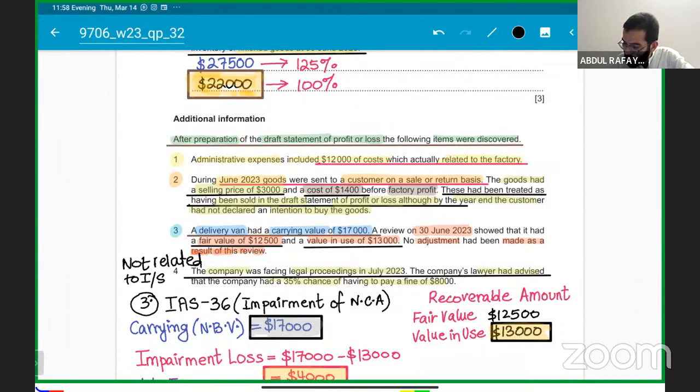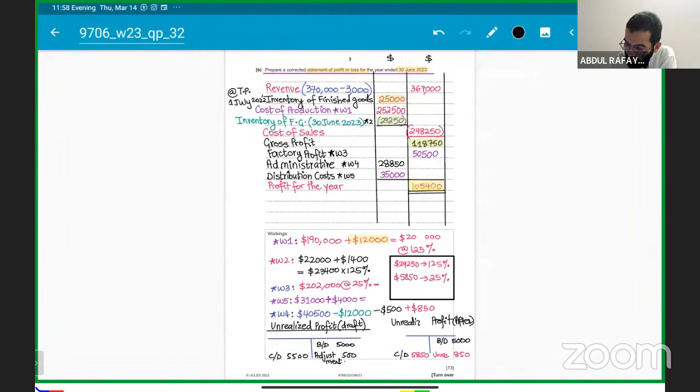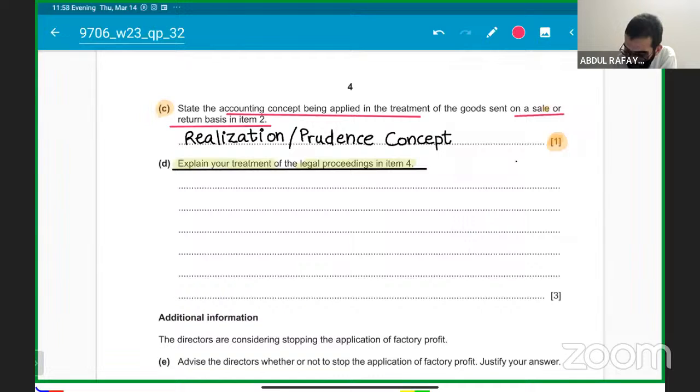The company was facing legal proceedings in July 2023. The company's lawyers had advised that the company had a 35% chance of having to pay a fine of $8,000. Understanding, guys? So the company has a 35% chance of having to pay a fine of $8,000. So first thing will be, which IAS is it? It is basically IAS 37, which talks about contingent assets and liabilities, for 3 marks.